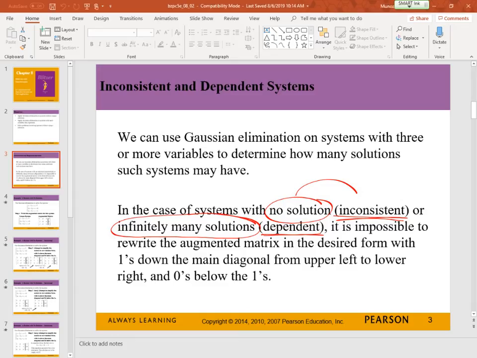Go back to inconsistent here. Yes, let me take a picture of it. Wow, the steam is really good. Those are really good. Thank you.